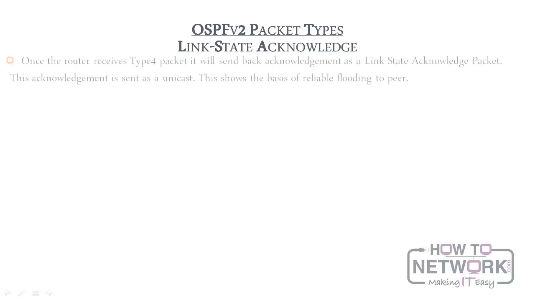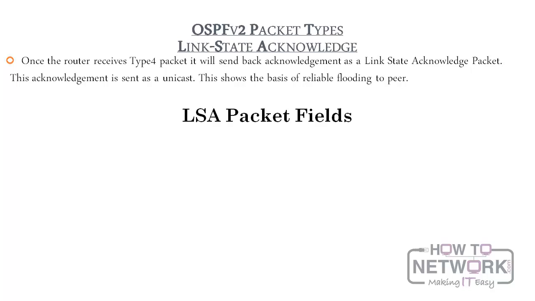And then we have Type 5, link state acknowledgement. Once the router receives a Type 4 packet, it will send back an acknowledgement as the link state acknowledgement packet. This acknowledgement is sent as a unicast. The link state acknowledgement packet types are OSPF packet header and LSA header, which contains a list of LSA headers.